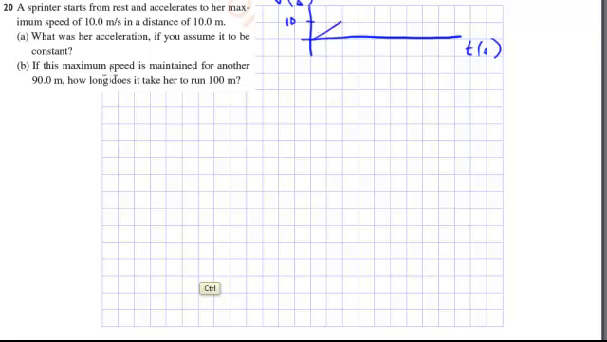And then if you look at part B, after achieving the 10 meters per second, the remaining part of the race will be run at that constant speed. And so this is T1, this is T2.